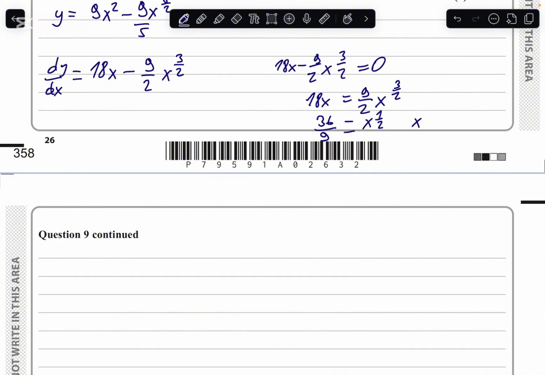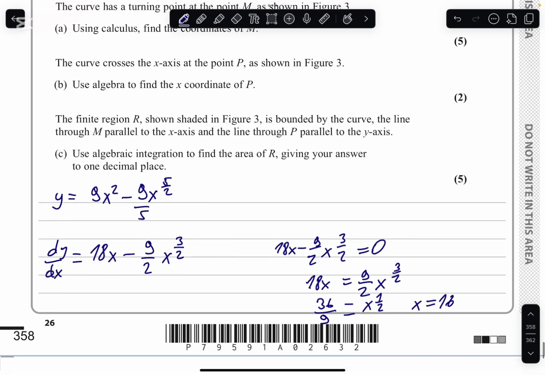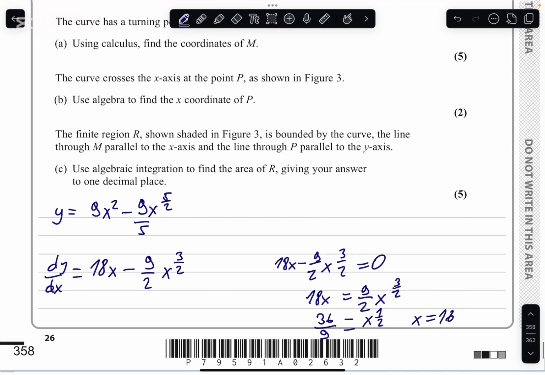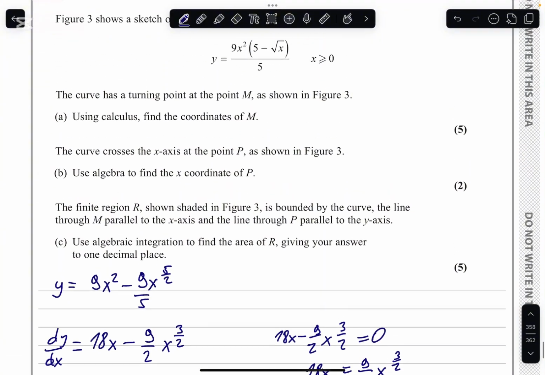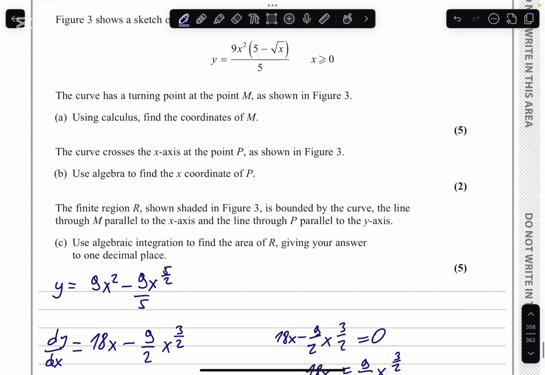And we get a value of x to be 16. But we found the x coordinate. Now we also need to find the y coordinate. We'll find the y coordinate easily. We just put 16 into this equation here. So we get y equals 9 times 16 squared times 5 minus root of 16, all over 5.